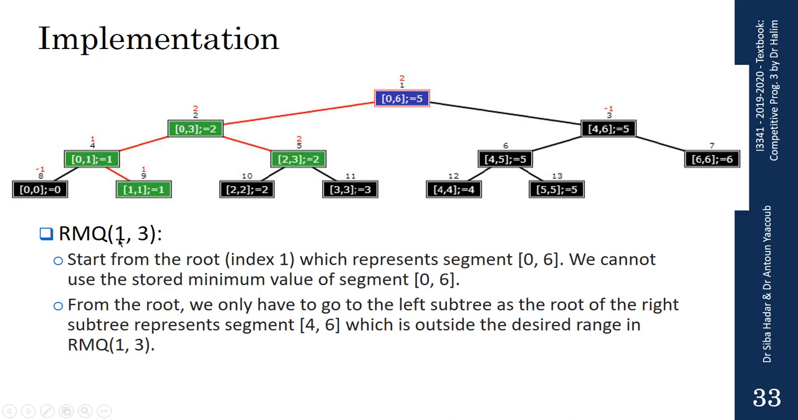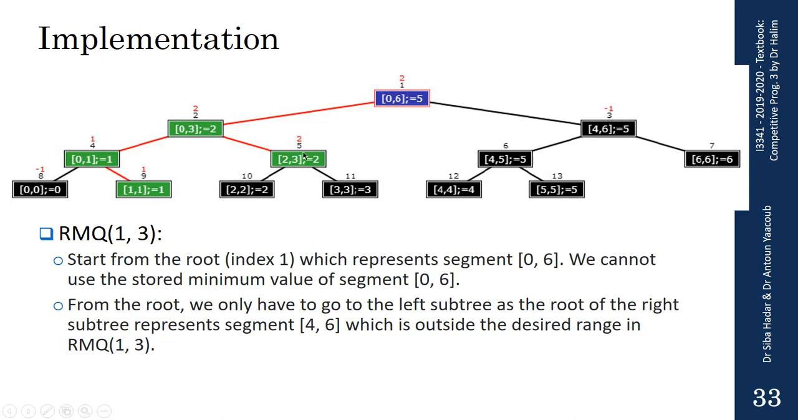0, 0 is not between 1 and 3, so I will return minus 1. 1, okay, I need it because it's in the range minimum query. So I return the index of the minimum, which is equal to 1 here. So between 1 and minus 1, of course, it will equal 1.